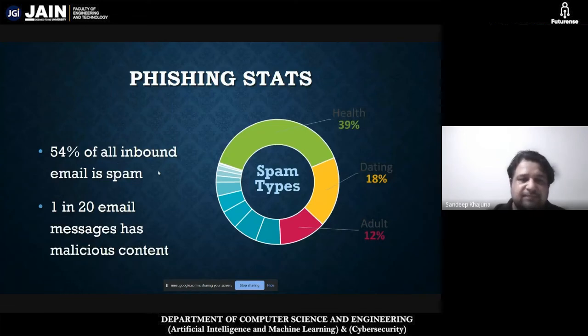1 in 20 email messages has malicious content, which is true. If you follow your own inboxes, if you're using Google, there will be some spam messages. Some in your focus tab will not be spam, but sometimes you get spam in your focus tab as well. So it can be your promotions. You see your promotions tab in your inbox.